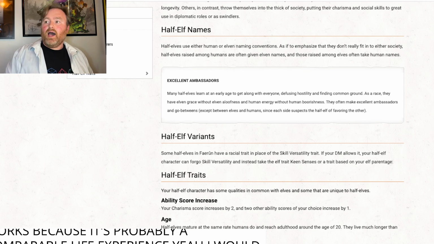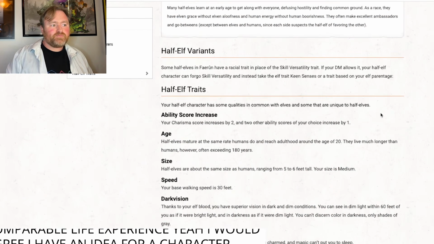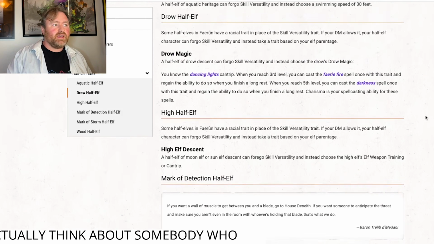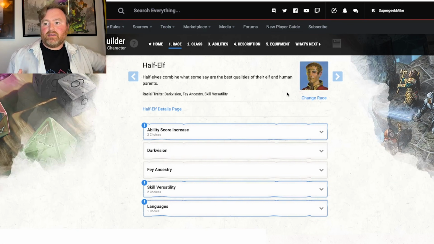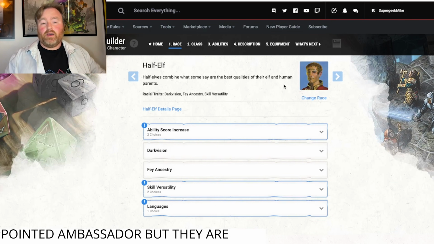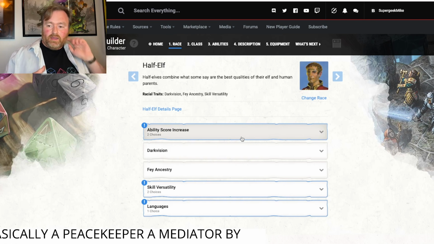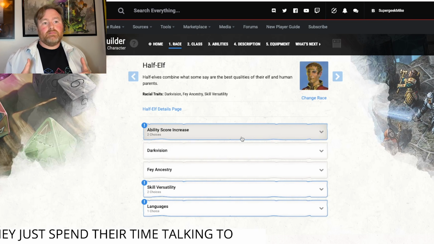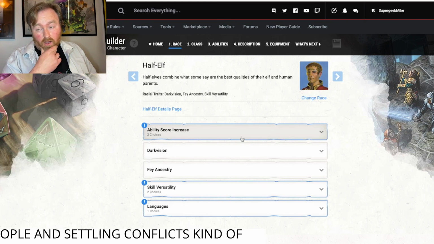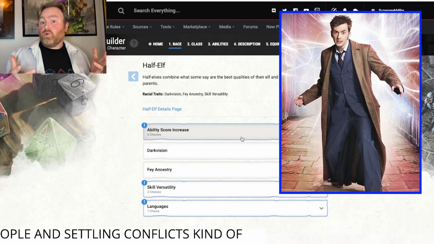Yeah, I would agree. I have an idea for a character, actually. Think about somebody who isn't necessarily an appointed ambassador, but they are basically a peacekeeper, a mediator by nature. And they sort of go around and just spend their time talking to people and settling conflicts, kind of like a certain Time Lord.